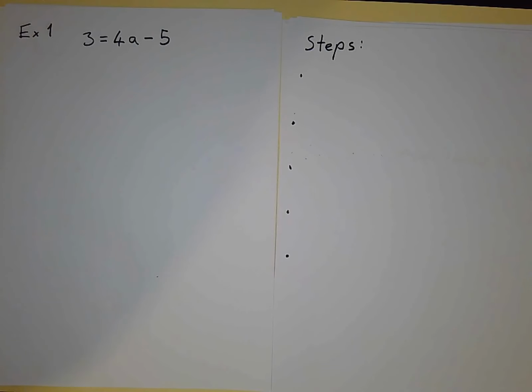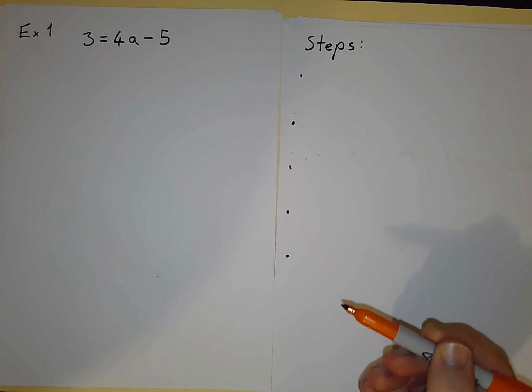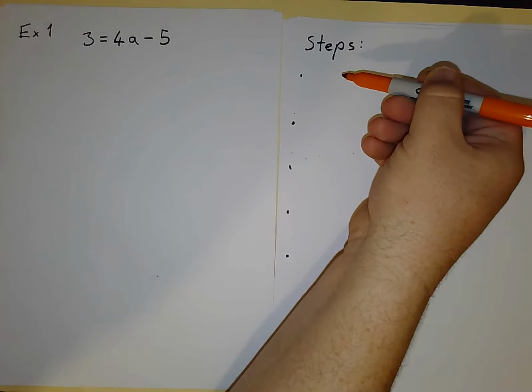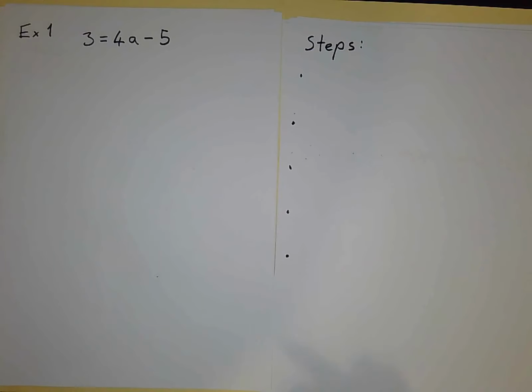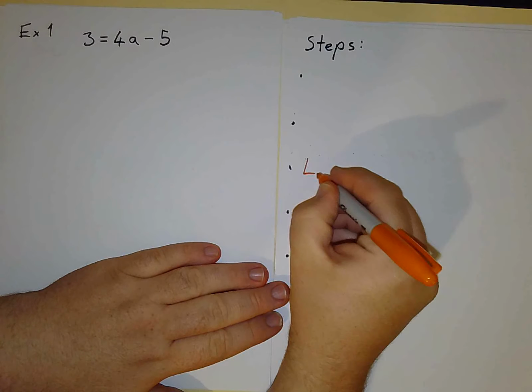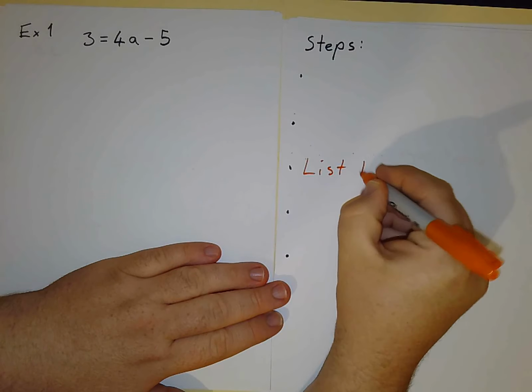So this is going to be a little bit of a revision video about solving equations. I'm going to start with the problem 3 equals 4a minus 5, and we're going to solve that. Now, I've got some space for some steps, and I'm going to start in the middle because when we get to more difficult problems, I'm going to add some steps we do first.